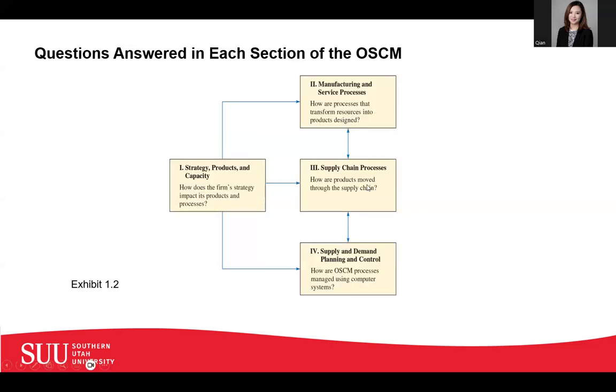So for the detailed process, we focus on the manufacturing or the service process for part 2. Then we move to the third part, which is the supply chain process. Then we talk about how to do planning and control of the whole thing. So this is part 4. In part 4 we will focus on inventory management and others. So this is all the content we will learn for this course, and this is also the main content in operations and supply chain management.